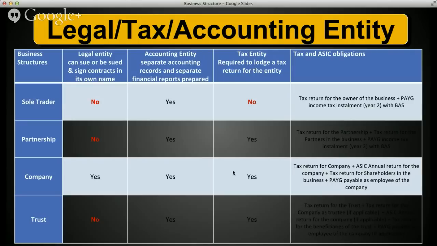In terms of legal entity, sole trader, that's where you just go out tomorrow and put up trade under your own name and start doing things. You haven't created another legal entity. The legal entity is still you. In terms of accounting entity, yes, you've created a separate accounting entity. In terms of a tax entity, no, you haven't created a separate tax entity. That tax that's owing on that business is still owed by you. So you haven't created that. And so you have to do tax returns for the owner of the business and tax instalments, which we'll talk about in a minute.